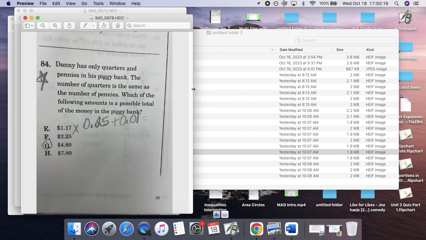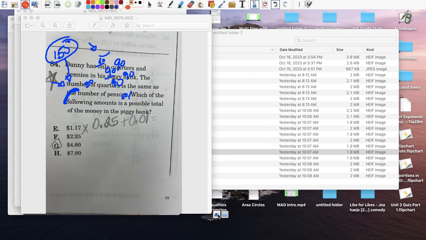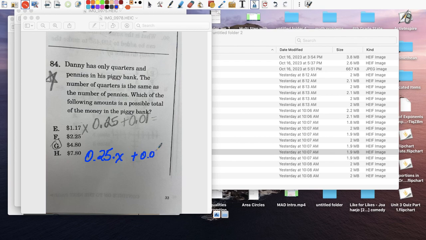This one was interesting. The way that it was okay to do this is because we had quarters, and I don't know how many, so I'll write X, and we had pennies, I don't know how many, and it was X because it's the same number of quarters and the same number of pennies, so they're both represented. They're both the same value, so we could have used X for both. And we can combine these two, right? And that gives me 26 cents times X.